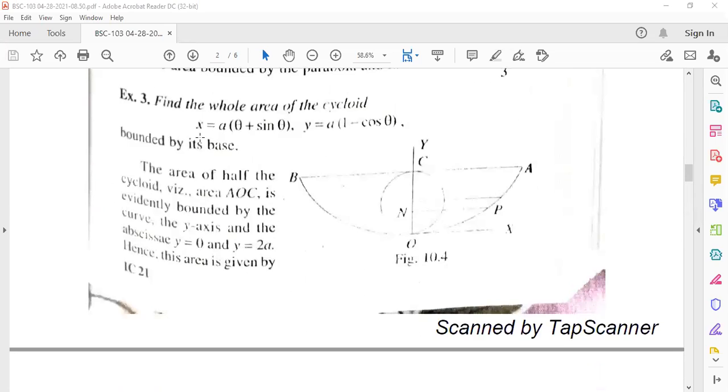The equation of the cycloid is x equal to a into theta plus sin theta, y equal to a into 1 minus cos theta. This is the parametric form of the cycloid. The cycloid actually looks like this, where some circle is there. So the form of the cycloid is x equal to a theta plus sin theta, y equal to a into 1 minus cos theta.